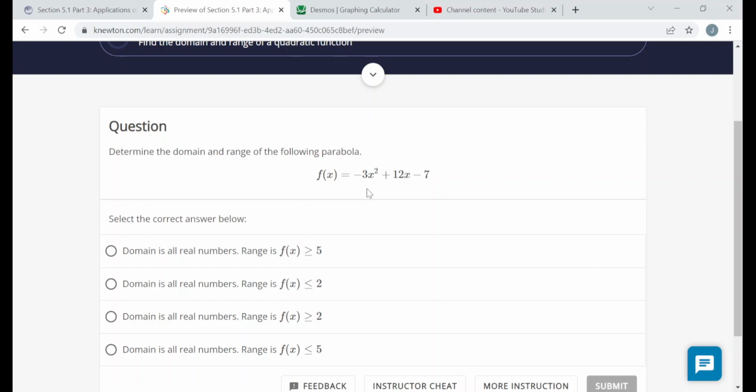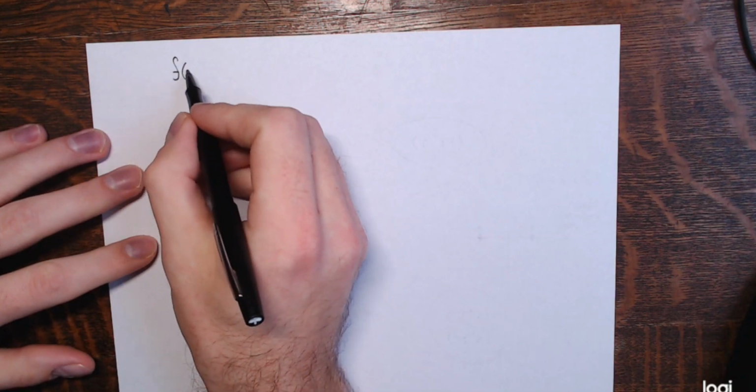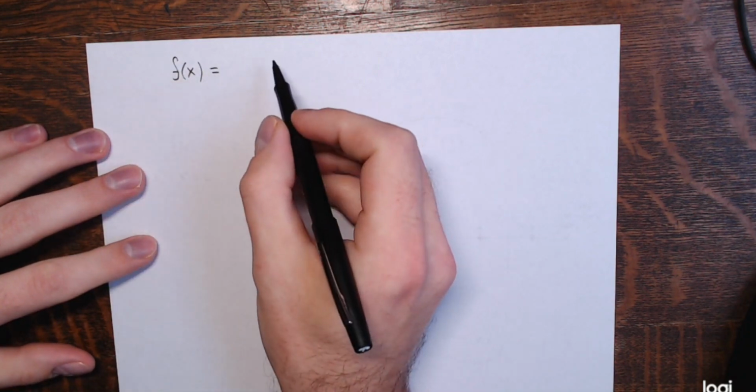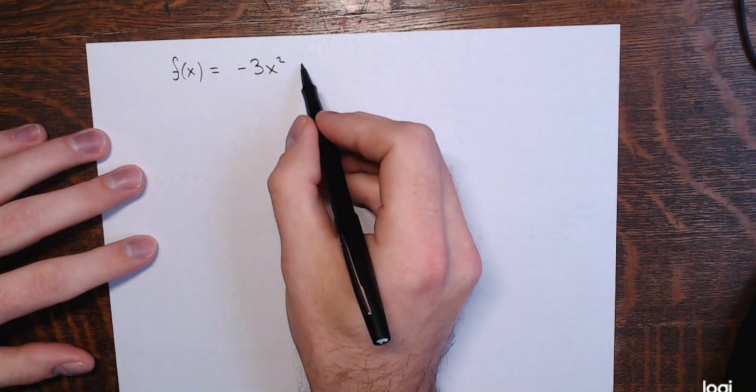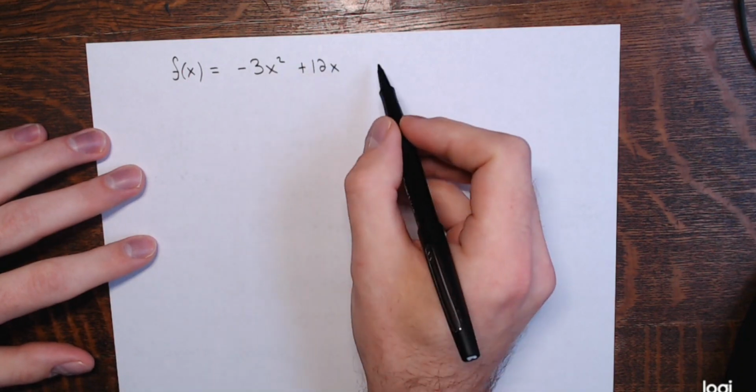But the range, to find the range, you need to know the vertex and which way the parabola opens. So once again, let's go to some paper here. I'll write this function out. So we have f of x equals negative 3 times x squared plus 12x minus 7.